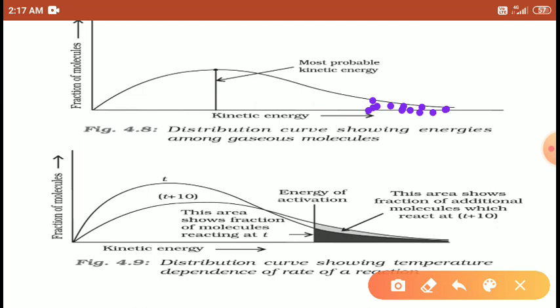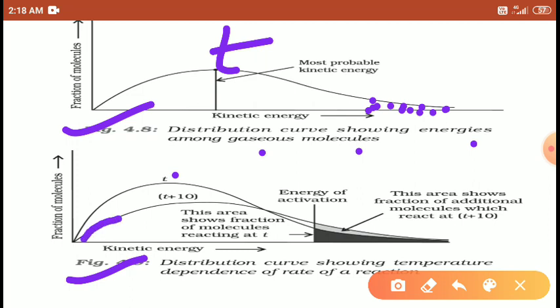Again, see one more curve here, the distribution curve showing the energy among the gaseous molecules. The second one is the distribution curve showing how the rate of reaction depends on temperature. Consider this temperature as T. If you increase the temperature by 10 degrees Celsius, then the curve changes, and at this level the reactant particles have the most probable kinetic energy.